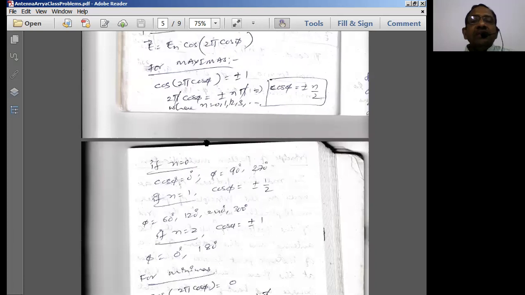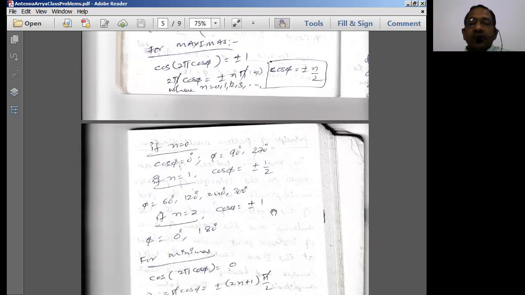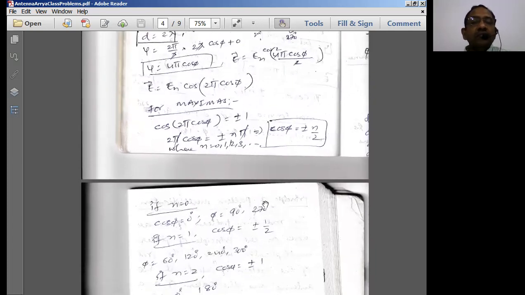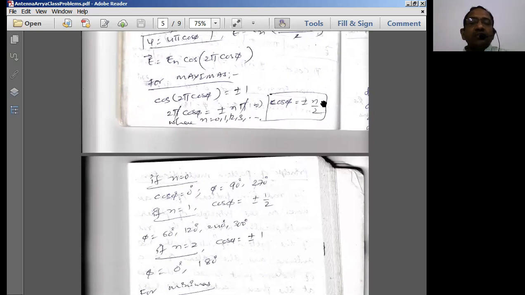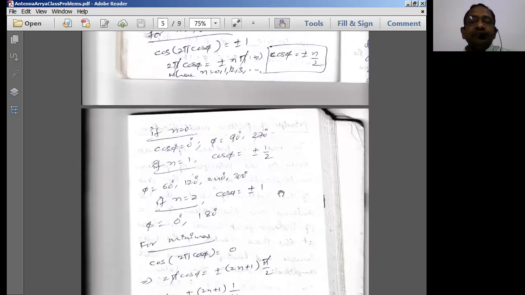So here what happens is the n values are simply going to increase, thereby the radiation patterns are also going to increase. See here, cos of 2 pi cos phi is equal to plus minus 1. So cos inverse of plus minus 1 is equal to plus minus n pi. So pi will get cancelled, and I'll be having plus minus n by 2. If n is equal to 0, same as the previous one, cos phi would be equal to 0, so phi is equal to 90 degrees, 270 degrees.